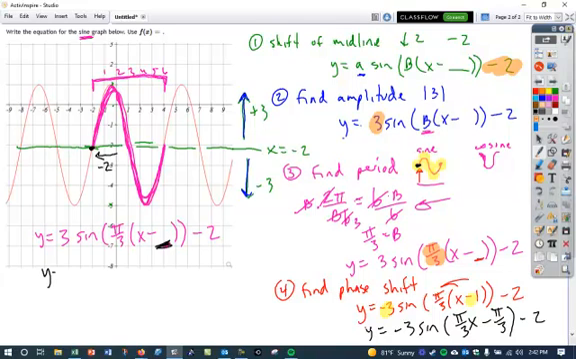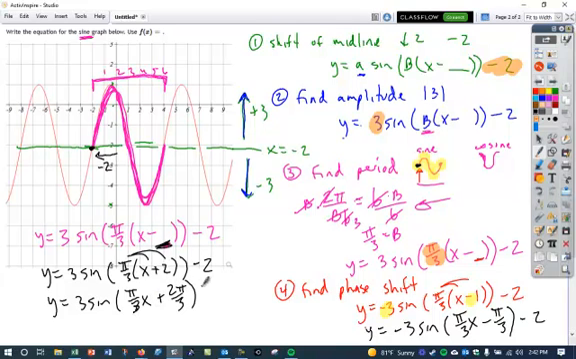So if I plug in a negative 2 at that point, so 3 times sine of pi over 3 times x minus a negative 2 becomes x plus 2. Okay, and so this right here is my other equation, which again, if I expand, I get 3 times the sine of pi over 3x plus 2 pi over 3, all minus 2. So this is also an acceptable answer.